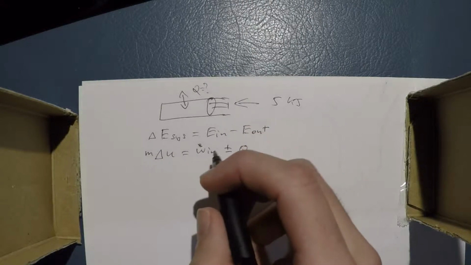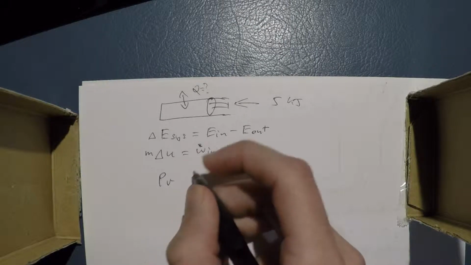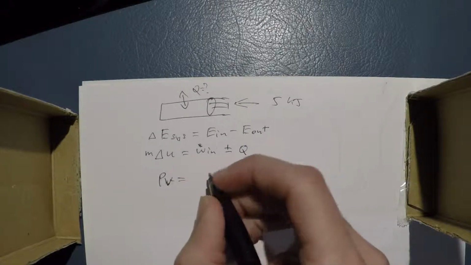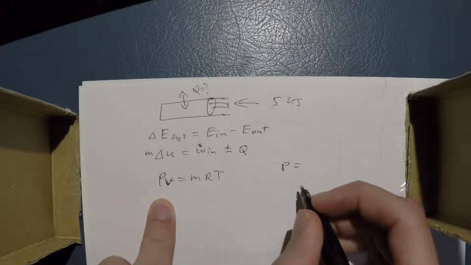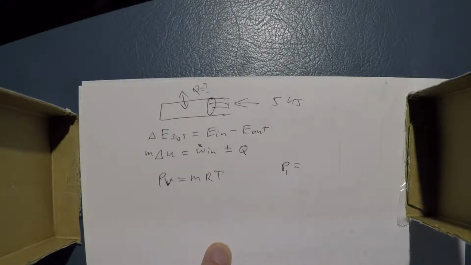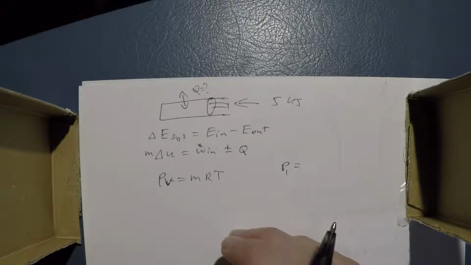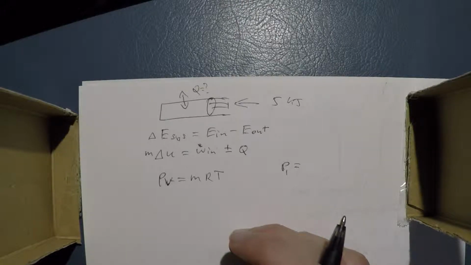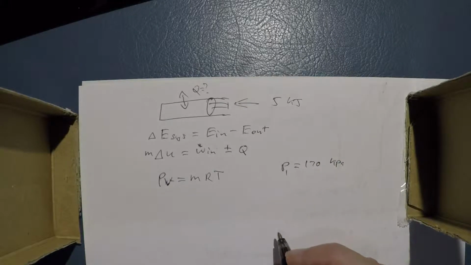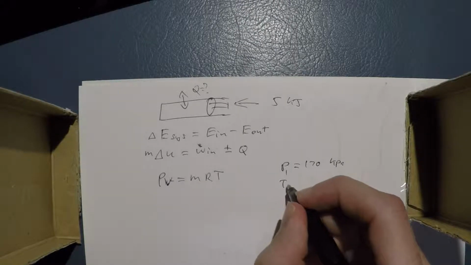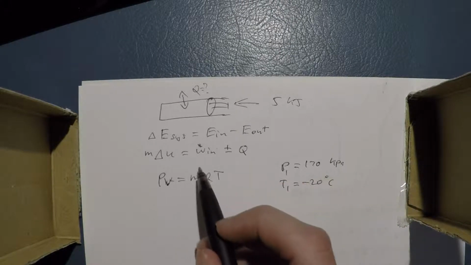Okay, so we have nitrogen, we have the work in, so we're going to need to find the mass, and it's an ideal gas, so we can use PV, that's volume, equals mRT. Okay, so we know that the pressure P1 is 1.7 bar. Now 1 bar equals 100 kilopascals, so 1.7 bar is 170 kilopascals. And we know that T1, the temperature at 1, is minus 20 degrees C. That'll have to be converted to Kelvin when we put it in this equation.